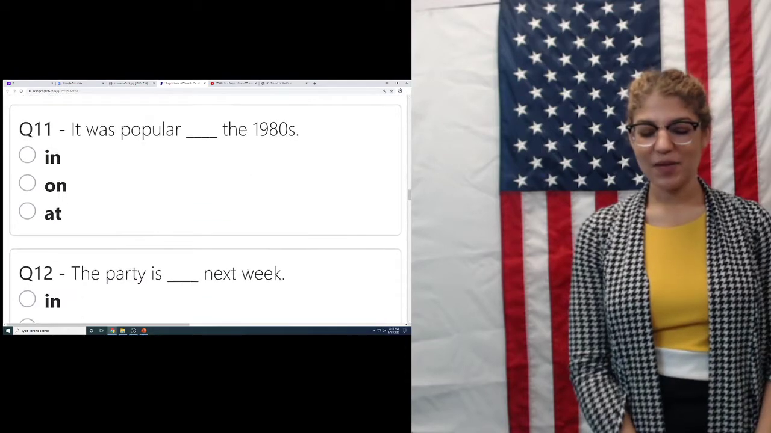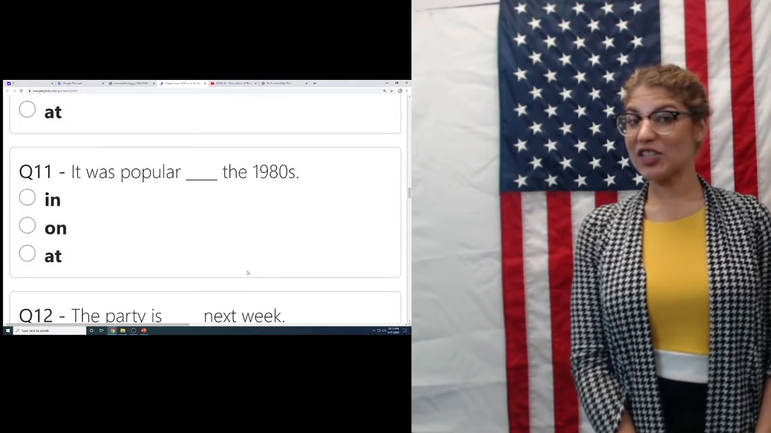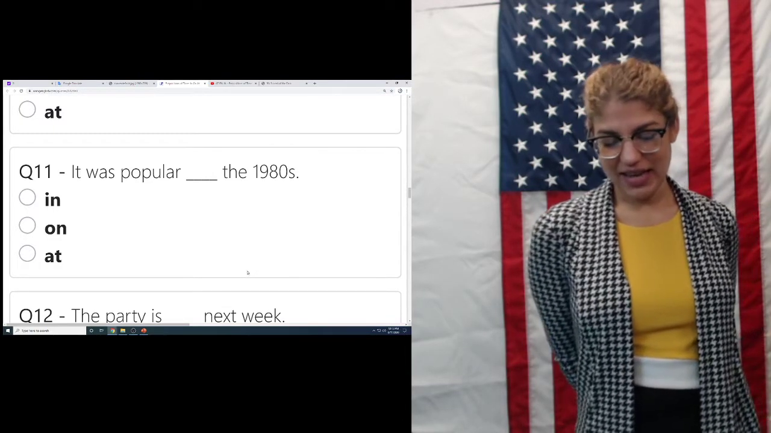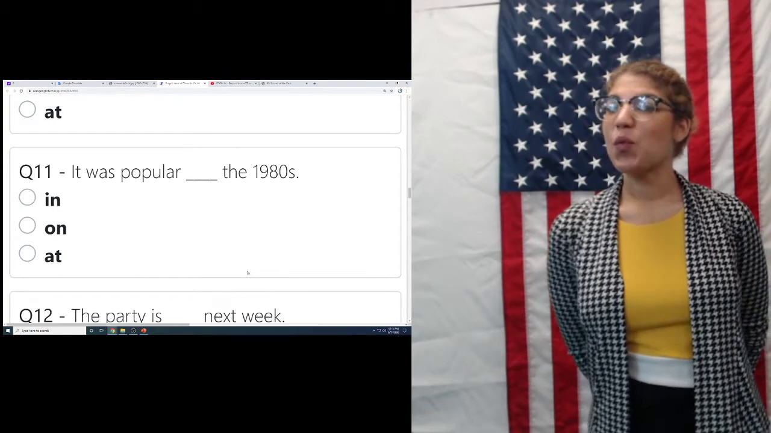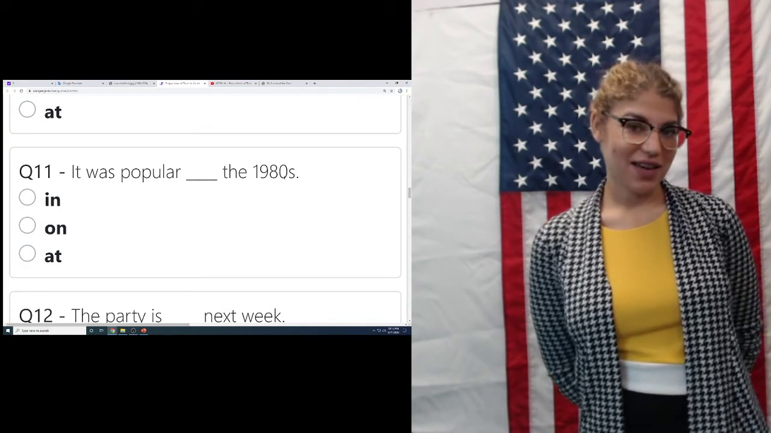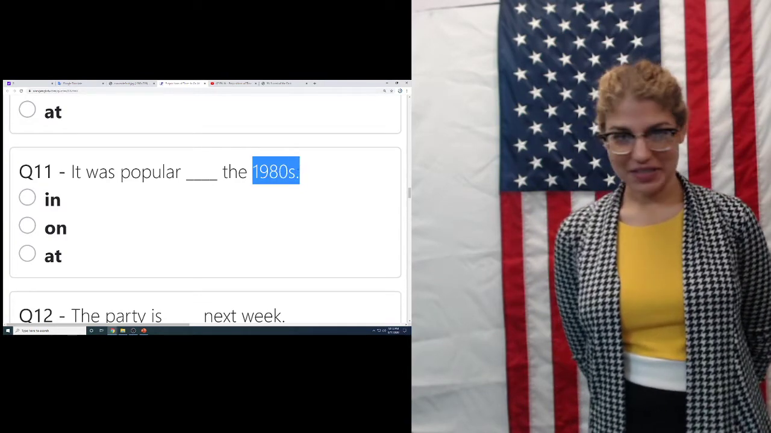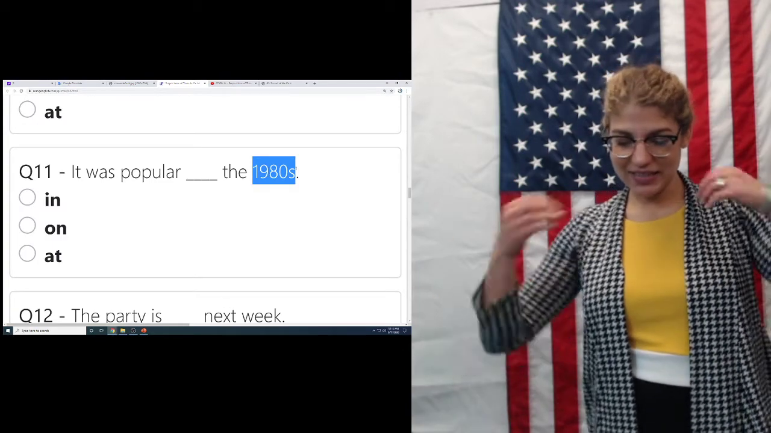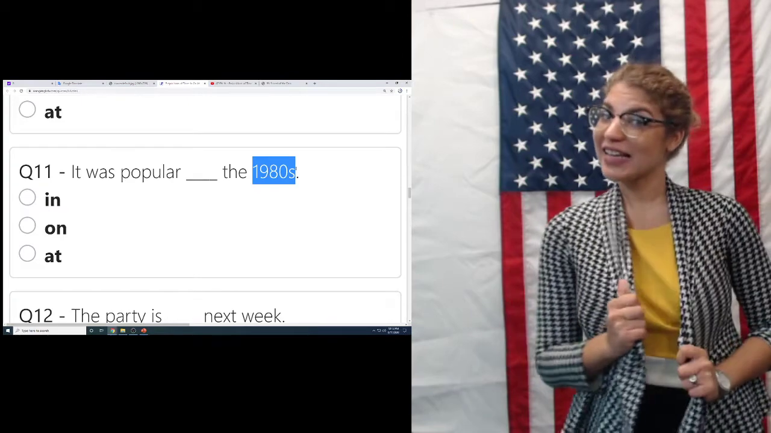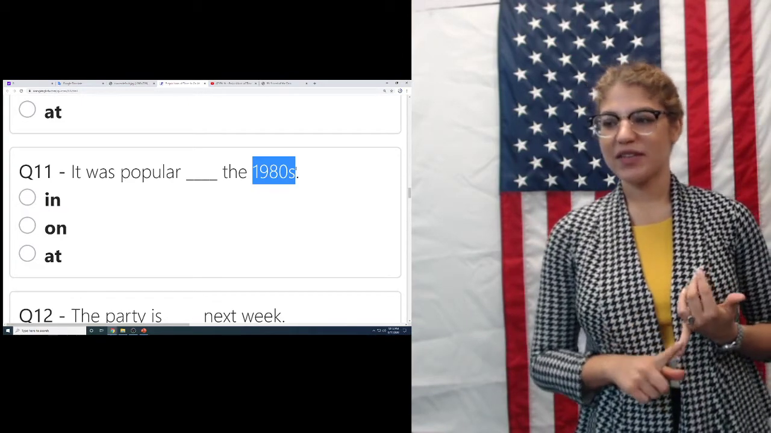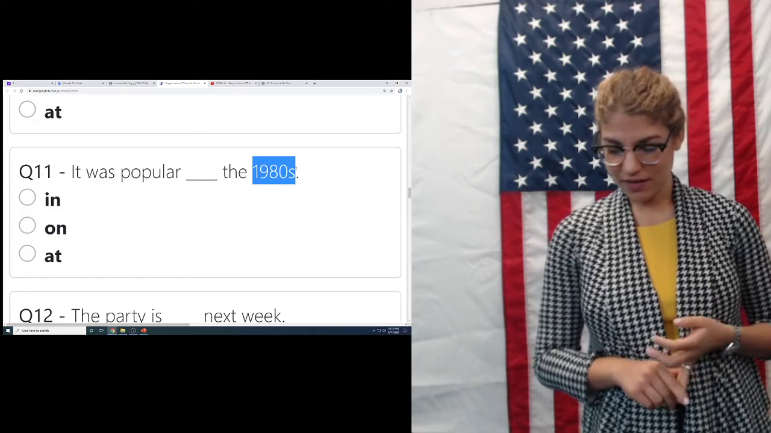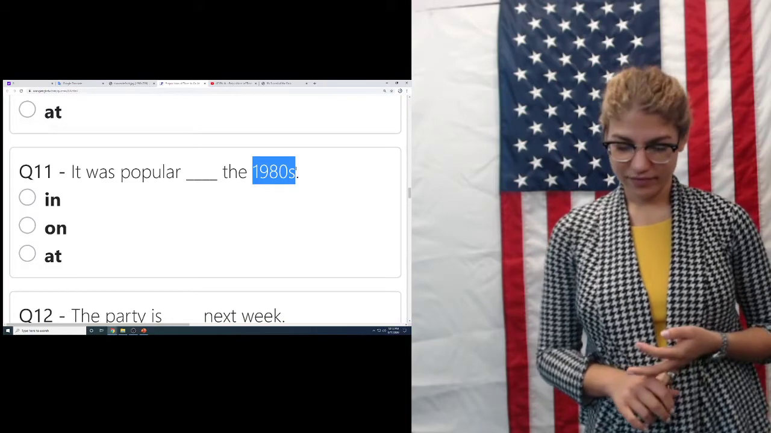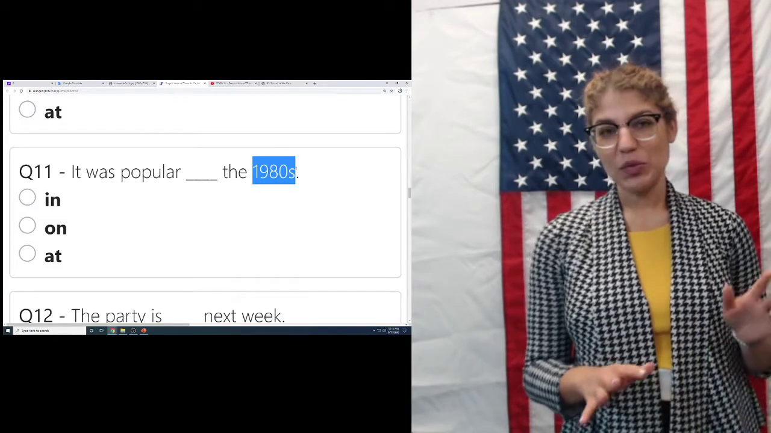All right, number 11. It was popular the 1980s. This is a really good one. The 1980s is a decade where there were good movies and mediocre music. Well, good music, actually. Hair. Very fun hair. The 1980s. Woo, woo, woo.